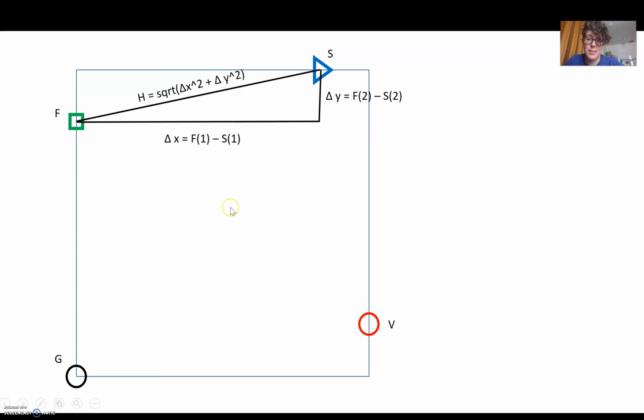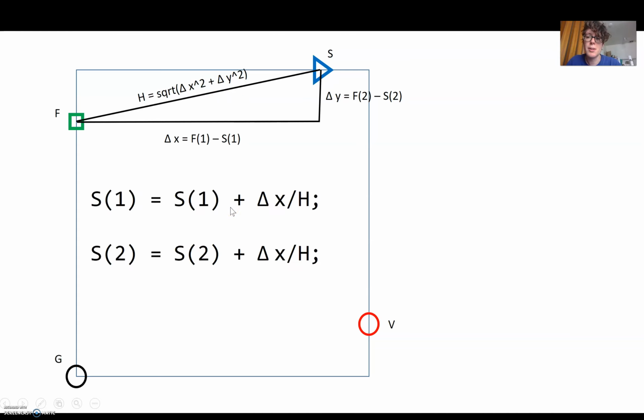And then the way that we're going to program this is the X location of Schrodinger is going to be the previous X location of Schrodinger plus the change in X divided by H. And here I have a typo. This should be the change in Y divided by H. So it should be the Y location of Schrodinger is the previous Y location of Schrodinger plus the change in Y, so that's a typo, divided by H.